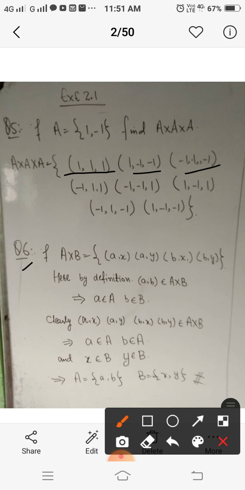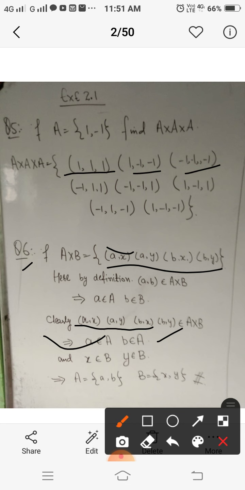We know that by definition, if (a, b) belongs to A cross B, it implies that the first element belongs to A and the second belongs to B. Here, the four elements (a, x), (a, y), (b, x), (b, y) belong to A cross B, which implies that the first elements of these ordered pairs are a and b, which belong to A, and the second elements of all these ordered pairs belong to B.